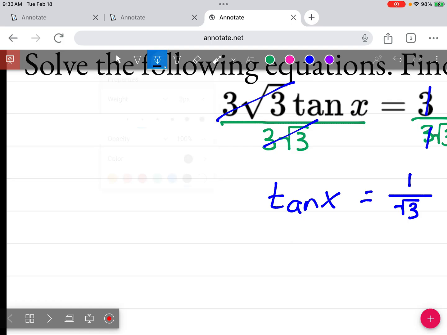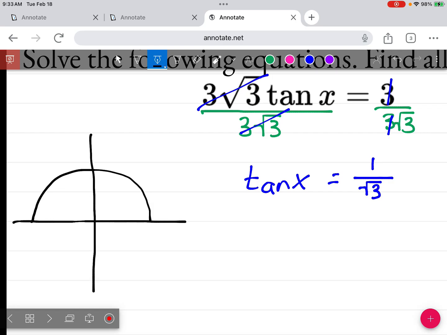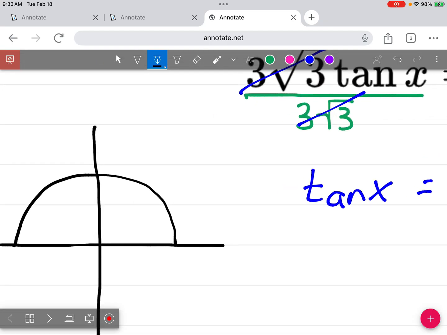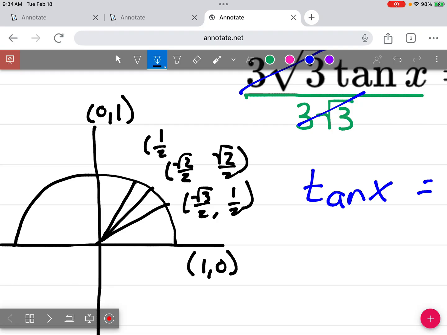On how to spot these on our unit circle, or in this case, unit semicircle, because I'm just going to look at the top. With tangent and cotangent, we only need to look at half of the circle. So if I think through our basic-y basics, where we have our 1, 0, and our 0, 1, where we then have 1 over 2, square root of 2 over 2, square root of 3 over 2, 1 over 2, square root of 2 over 2, square root of 3 over 2.